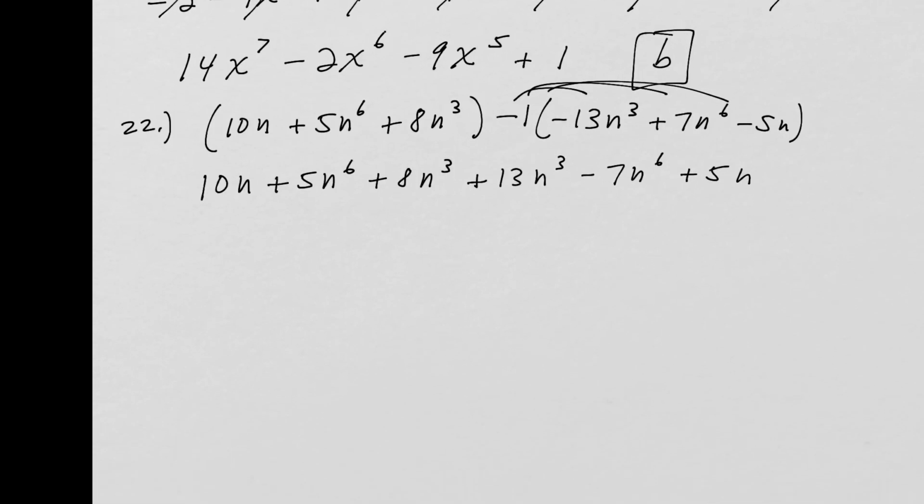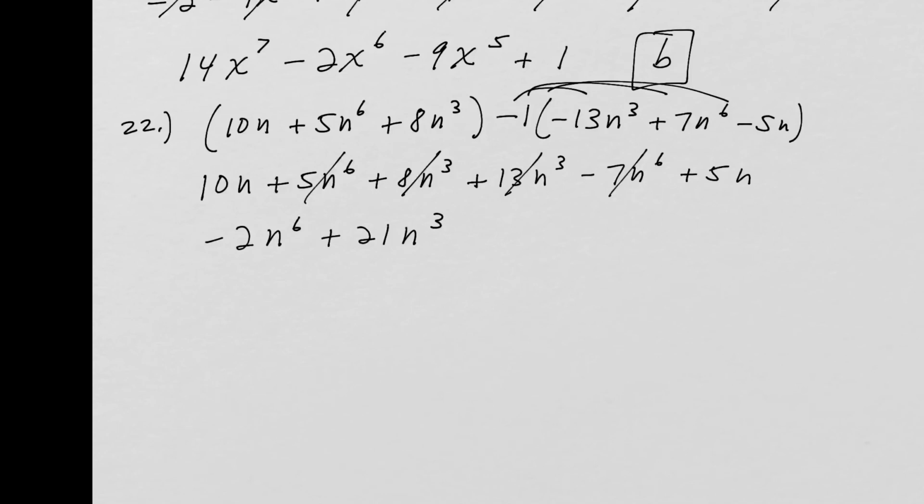I'll start with my highest powers right at the beginning. So I'll do descending order for my result. So I have 5n to the 6th minus 7n to the 6th. Well, 5 minus 7 is negative 2n to the 6th. Then let's see. It looks like n cubed is the next highest. So 8n cubed plus 13n cubed. Well, 8 plus 13 is what? 21. So I guess this is plus 21n cubed.